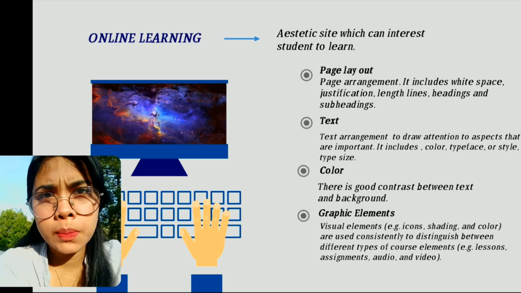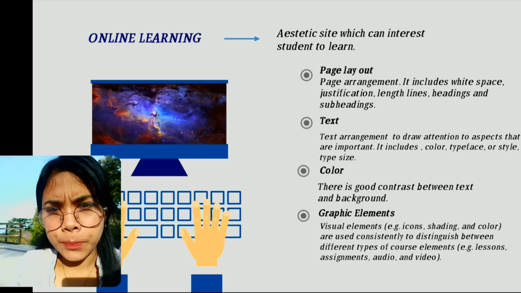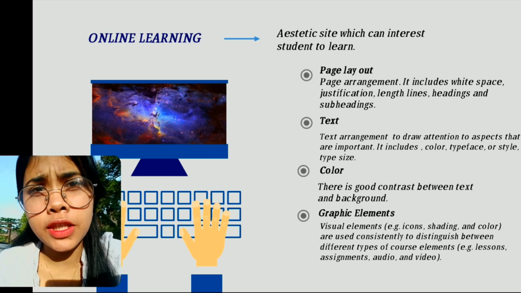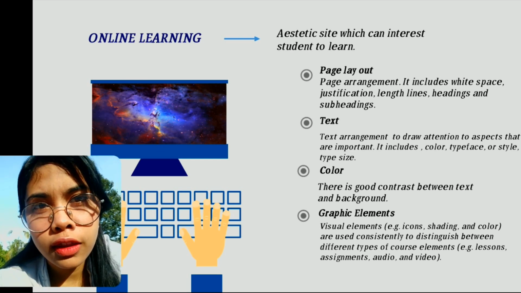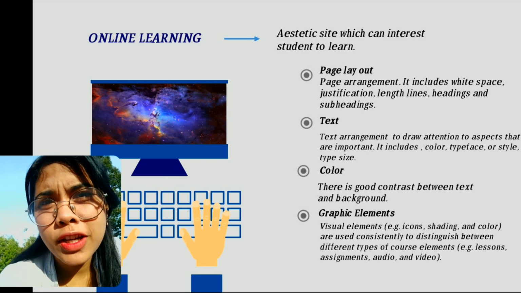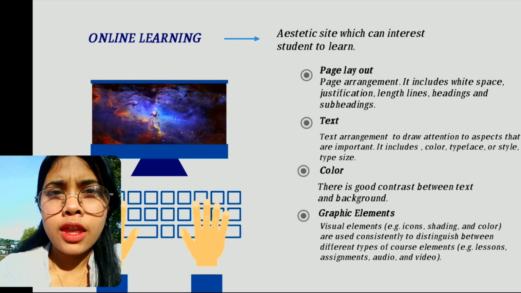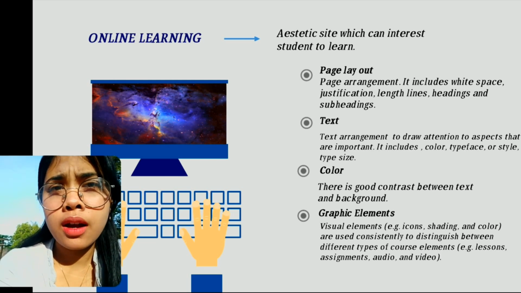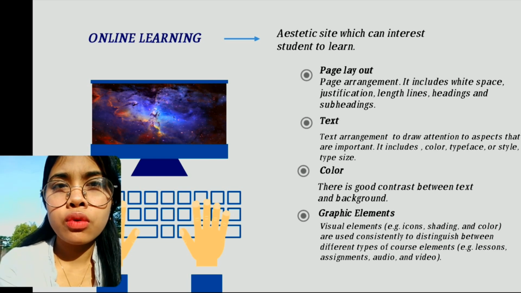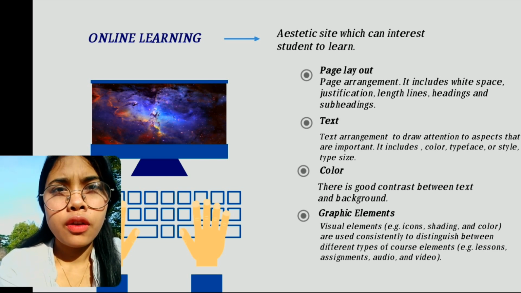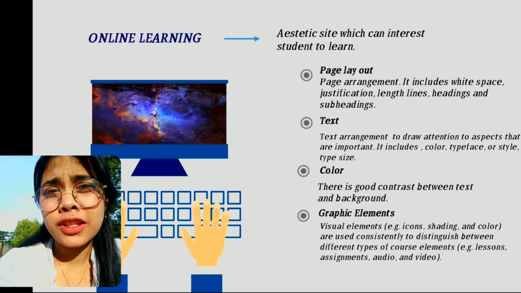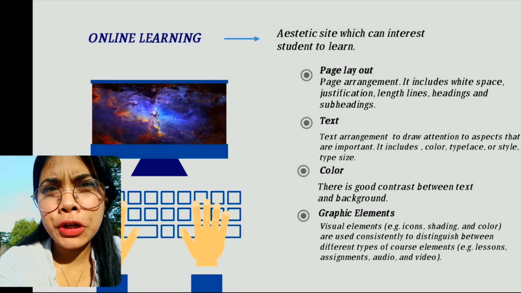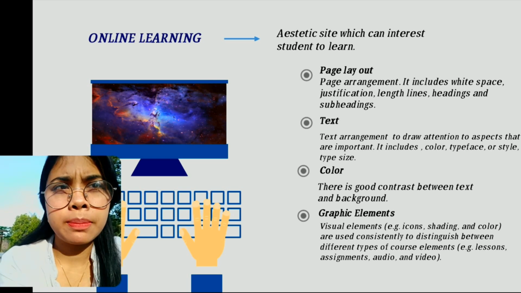White space is a space between the lines and the paragraphs. This space can give the reader a visual break to read, not just an uncluttered page. It makes the learner easier to get the point.